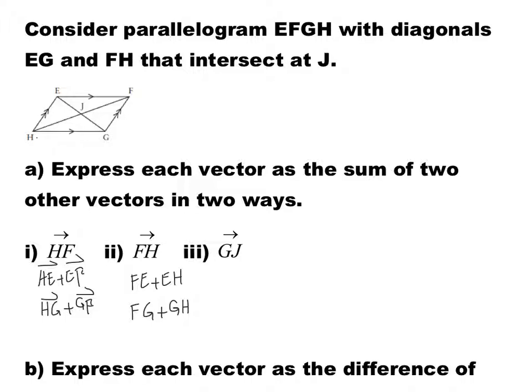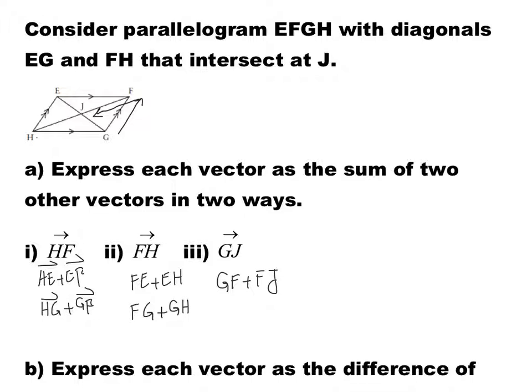For GJ, I'm going to use, for instance, vertex F. So I'm going to say GF plus FJ. GF, which is this one, plus FJ, which is this one. Obviously, it gives you GJ.